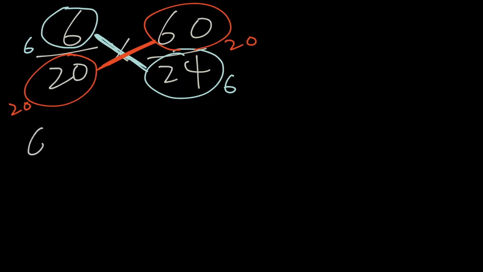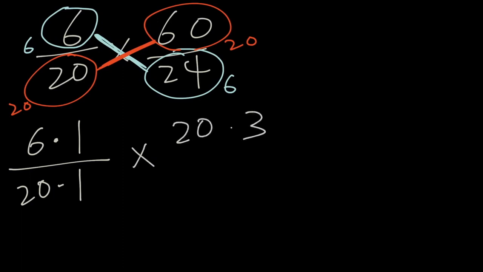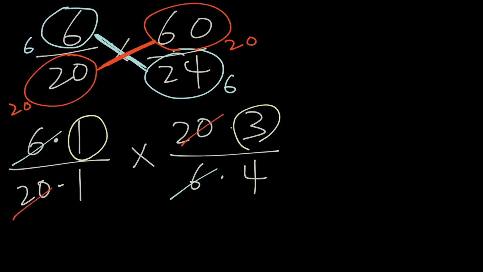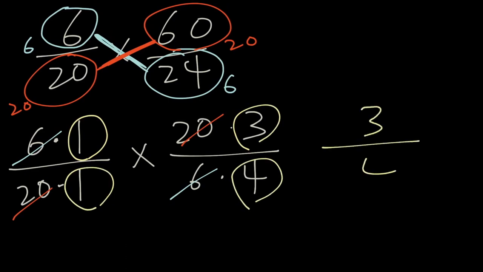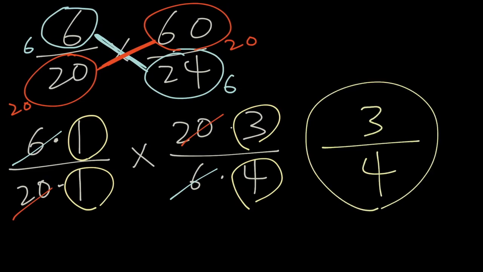Now that we have the setup ready, we'll go ahead and simplify before we multiply. So the numerator here will be 6 times 1. And the denominator will be 20 times 1. The 60 will be 20 times 3. Denominator here will be 6 times 4. Then all we have to do is cross them out and cross the 20 out. And then what we have left, we would multiply them together. 1 times 3 is 3. 1 times 4 is 4. And that's our final answer.